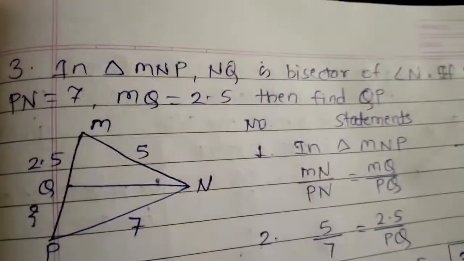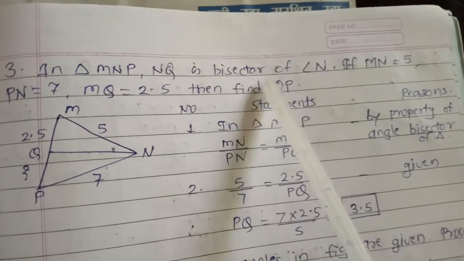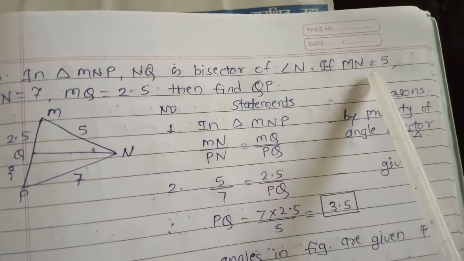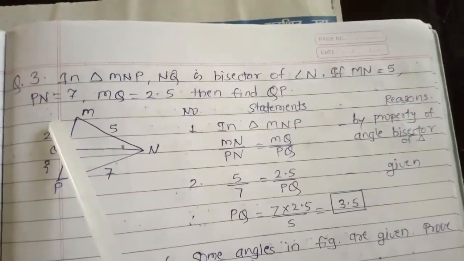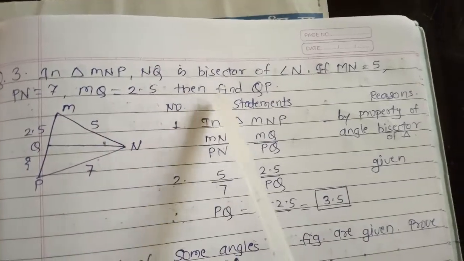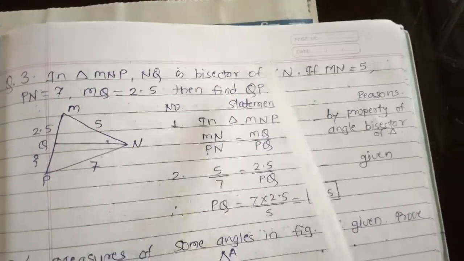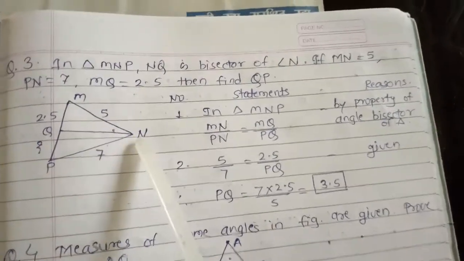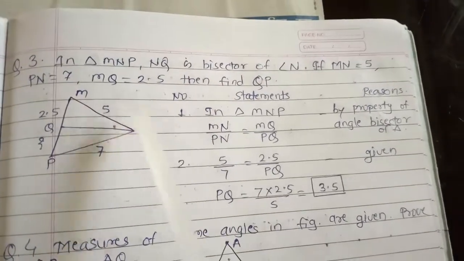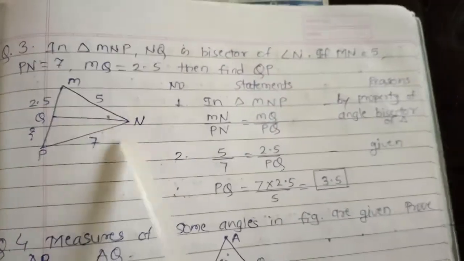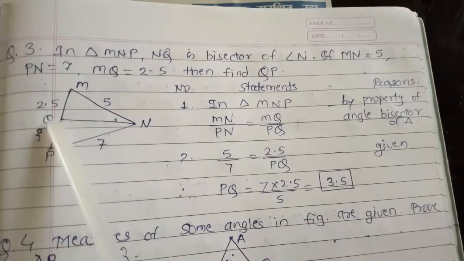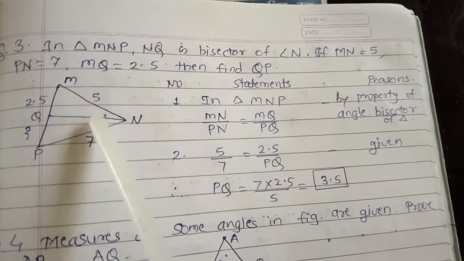Now the next, question number 3. In triangle MNP, NQ is the bisector of angle N. If MN is equal to 5, PN is equal to 7, MQ is equal to 2.5, then find QP. So this is the figure. In this figure we are given MN is 5, PN is 7, MQ is 2.5, and we have to find out this one.